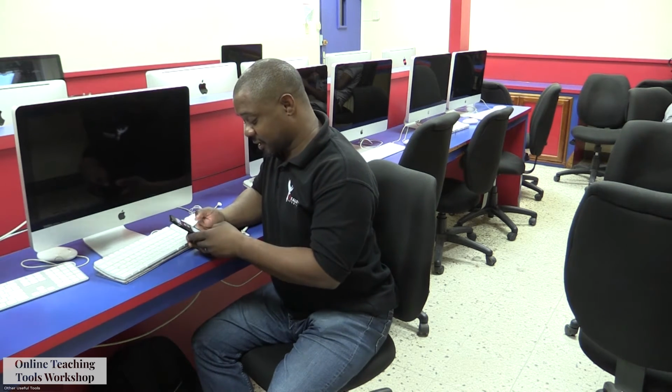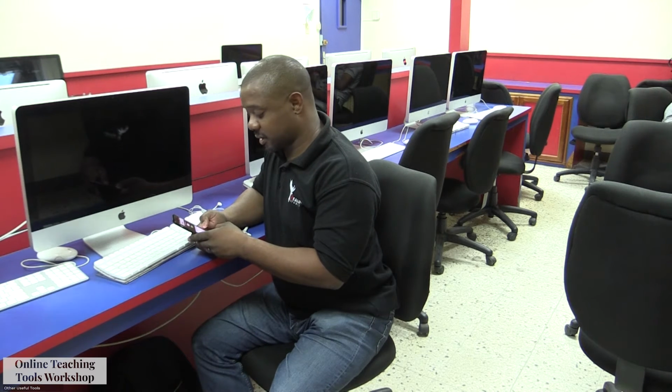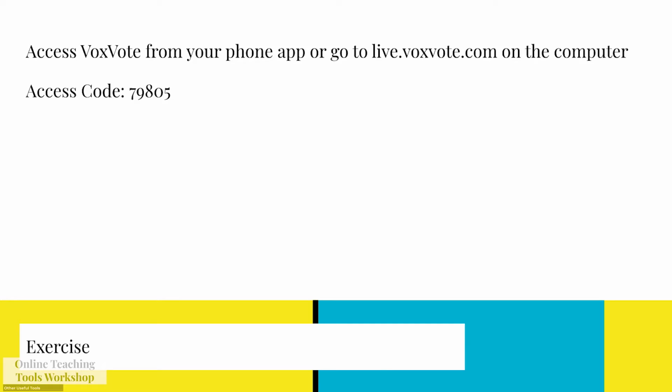All right, so if you're on your computer, you can go to live.voxvote.com and then put in the access code, or if you're using the mobile app, it's going to ask you for the access code. It says the event is not open, because I haven't opened it as yet.